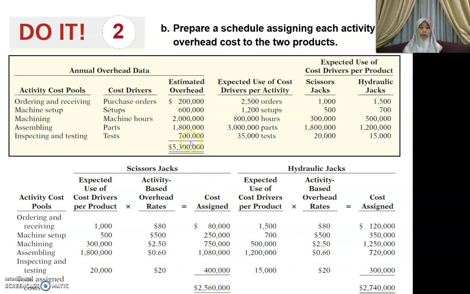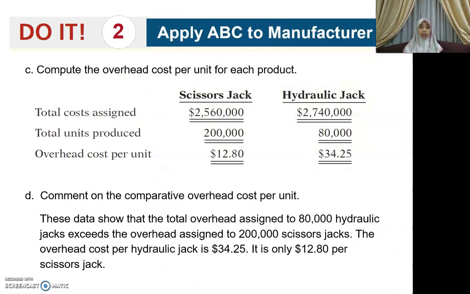So the total amount of overhead remains the same, okay? But you do not know how much for scissors jack, how much for hydraulic jacks. Then you can work it out per unit, based on dividing by the number of units that you have produced. So part C requires you to compute the overhead cost per unit for each product. That is the total cost assigned divided by the total units produced. The total units produced given in the question for your scissors jack is 200,000 and for your hydraulic jack it is 80,000. So you just divide, then you will get the overhead cost per unit.